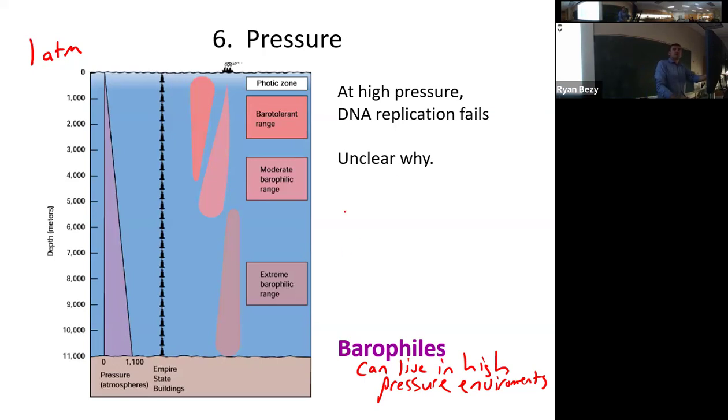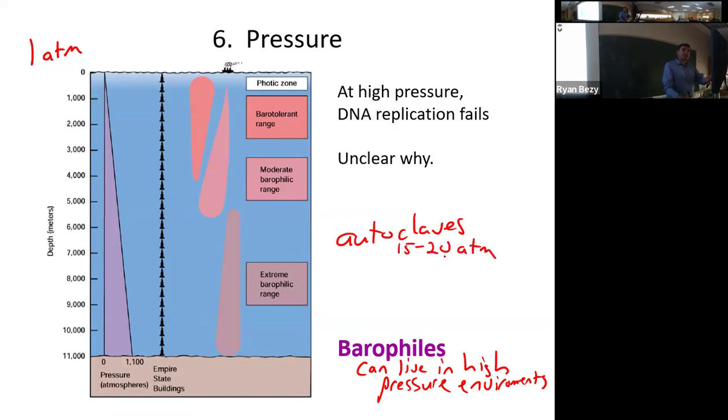But we use pressure sometimes, for instance, in autoclaves. Again, autoclaves, we can use this to kill microorganisms, sterilize equipment, sterilize media. Autoclaves do a combination of both very high temp and very high pressure. They actually go up to about 15 to 20 atmospheres of pressure. And that by itself is actually enough to kill most things, except for barophiles.